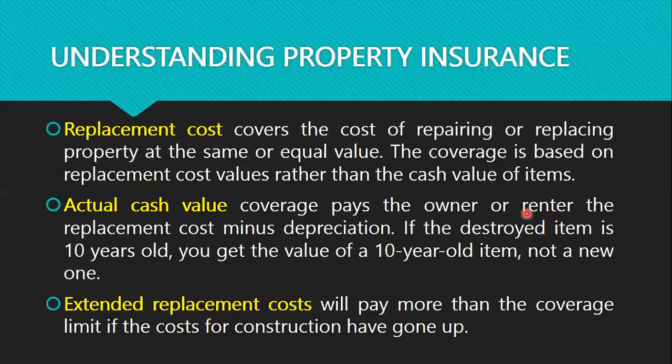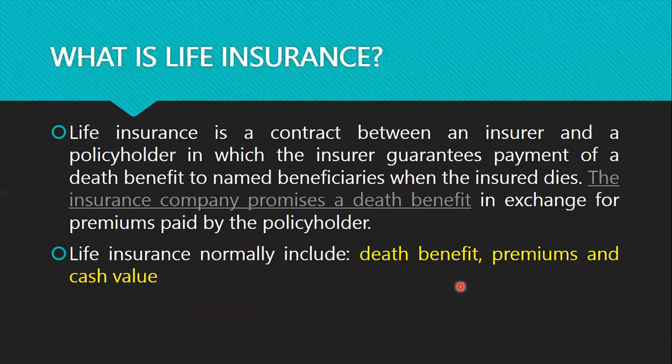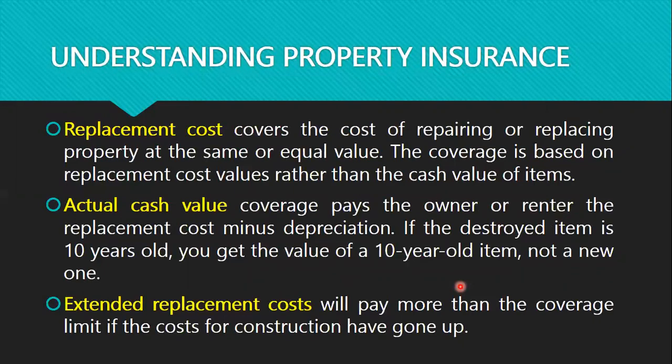And then understanding property insurance, these are the three things that we need to understand. I will explain it fast because we just have 3 minutes left, and let's see if we can get on to your life insurance. Replacement cost, that is to cover the cost of repairing or replacing the property at the same or equal value.